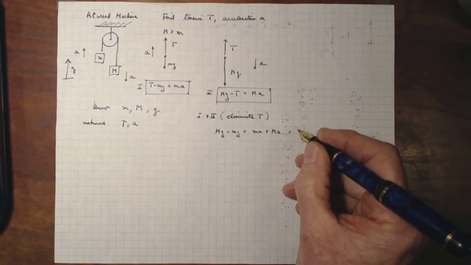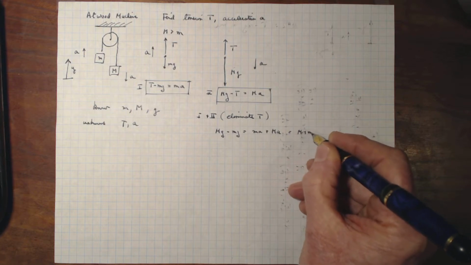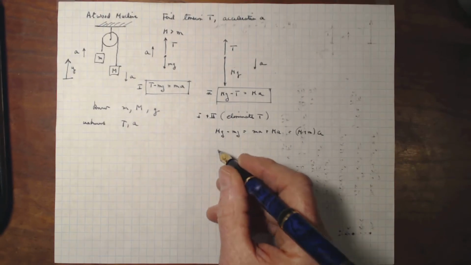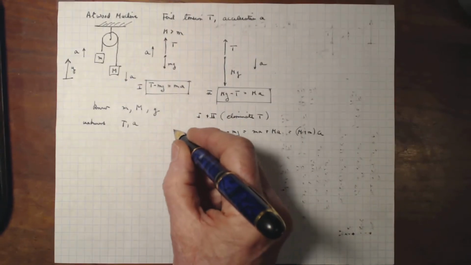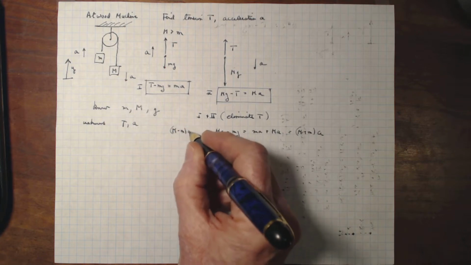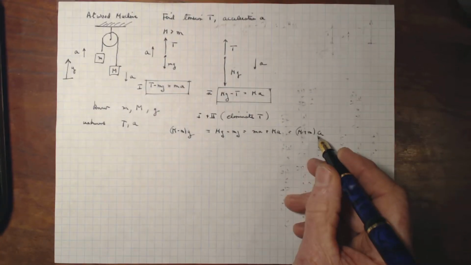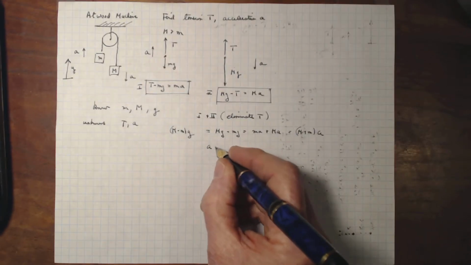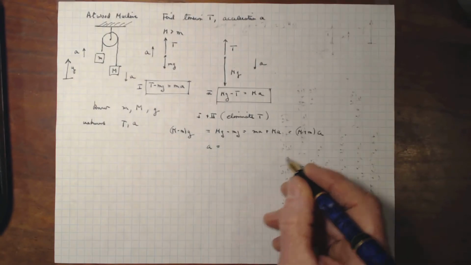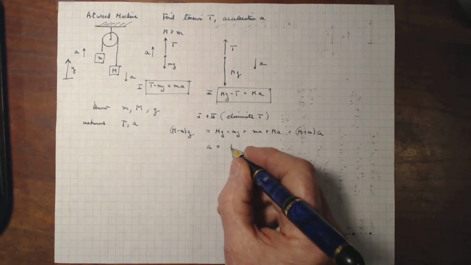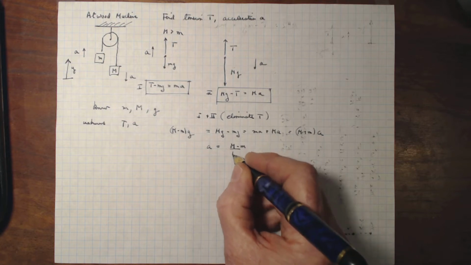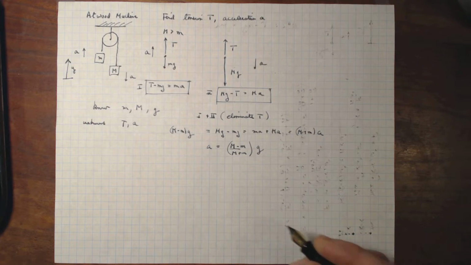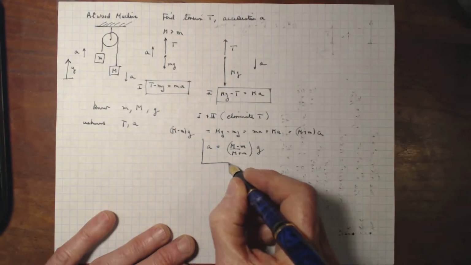So I can factor these out. That's going to be big M plus little m times a. And I can factor this out on this side. This is going to be equal to big M minus little m times g. And so you can see that if I divide through by big M plus little m, I get, switching the side that a is on, a equals big M minus little m over big M plus little m times g. Okay, so that's my solution for a. That's the acceleration.